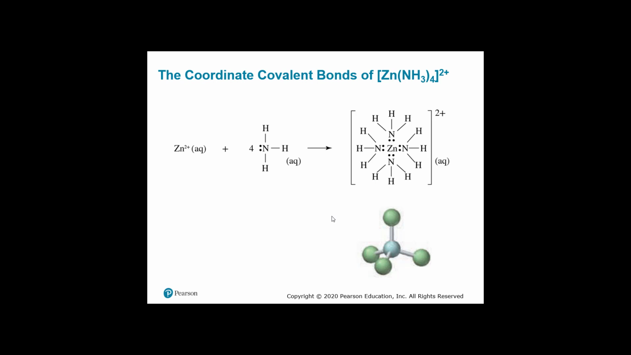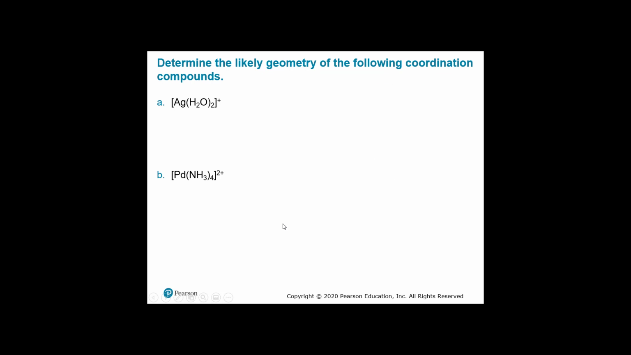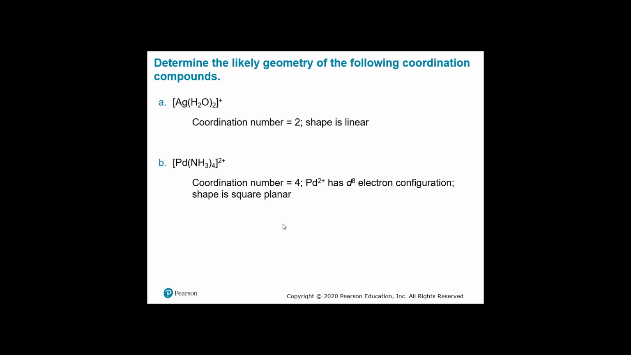So here's just an example of how these attach, and you see how complicated it starts looking. So we have 4 ammonias, and you see how it's got this nice figure like a star kind of thing that attaches. But it goes from this, and it comes into something very complicated. And this is not showing all the little terminal hydrogens on it, but that's pretty much with the tetrahedral geometry. Determine the likely geometry of the following coordination compounds. So with the first one, we've got a coordination number of 2, so the shape is linear. That's kind of easy.